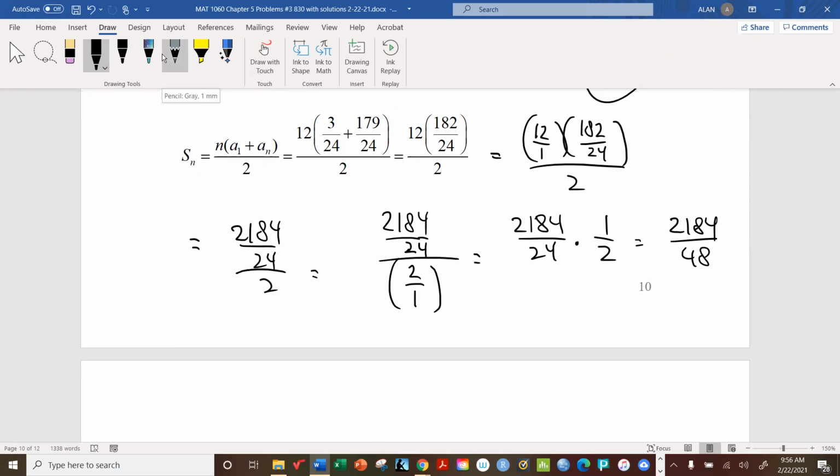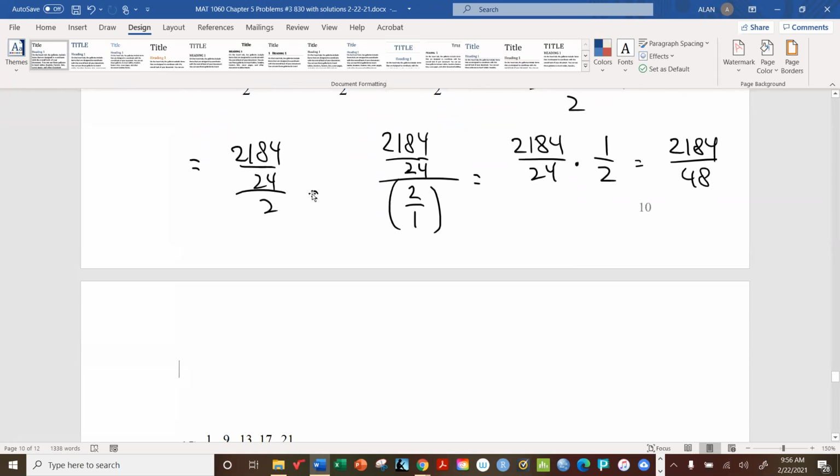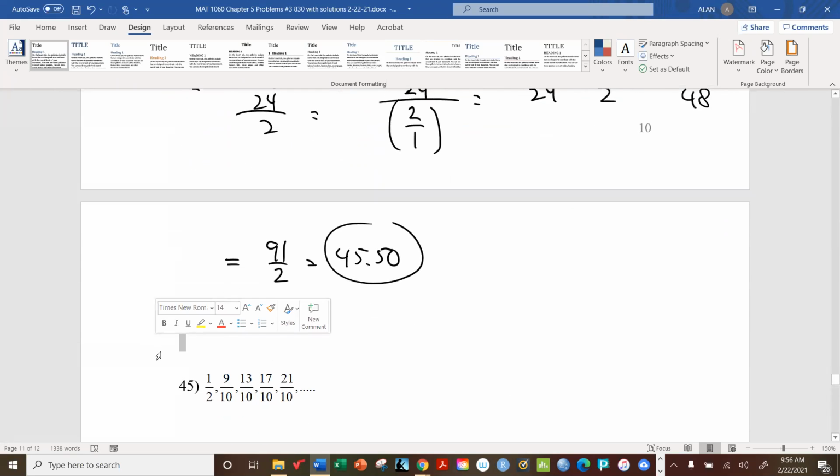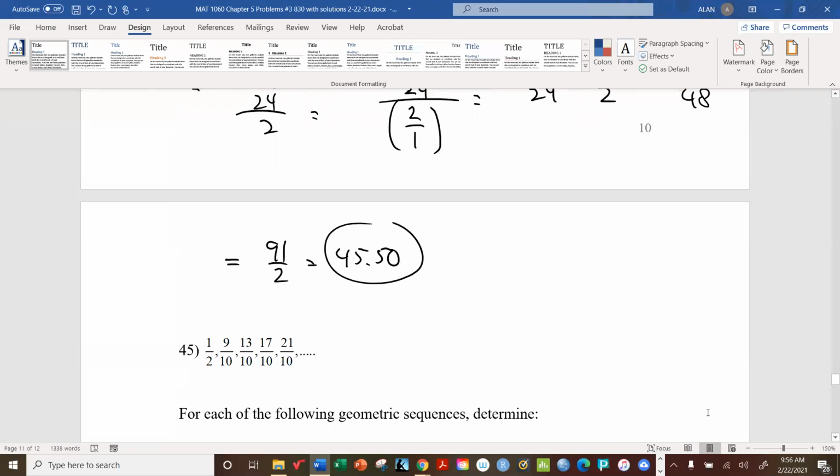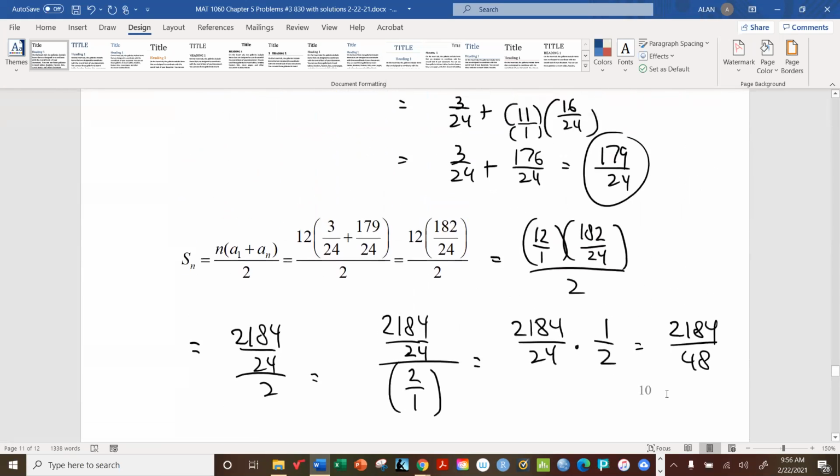Now, it should be possible to simplify this a little. It works out to be, oh, here we go. It turns out they both have 24 as a factor. So if you divide the numerator and the denominator by 24, you'll get 91 halves. Or if you want to write it out as a decimal, 45.5. Yeah, little sloppy there. Wow, what a mess that was.